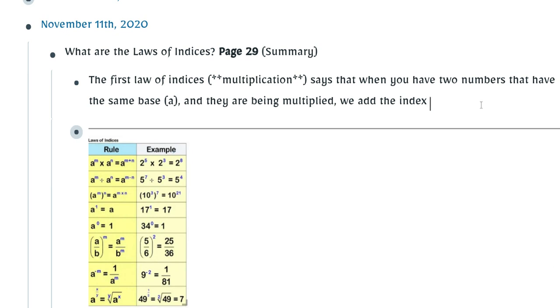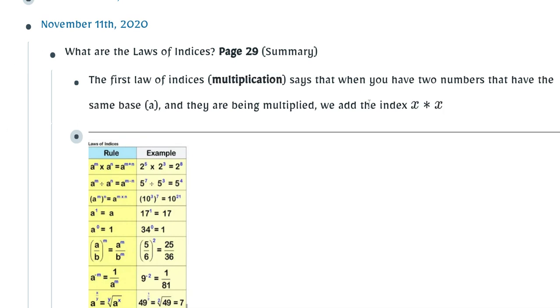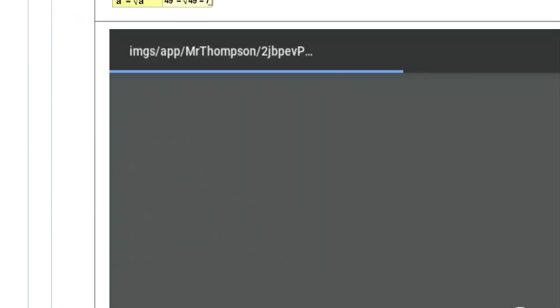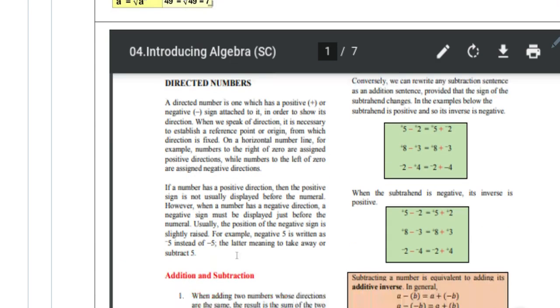So if I told you that I have X to the 1 multiplied by another X, let's just put X. If I say I have X times X, one smart person tell me what's gonna be the value here? X squared, correct? All right, let's go to the next law. The second, my bad.